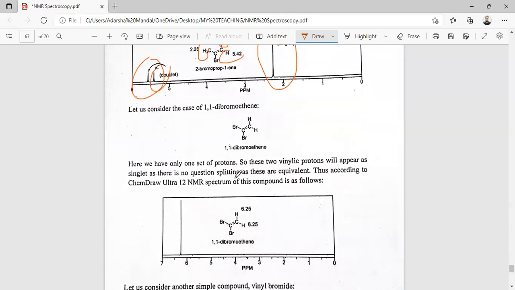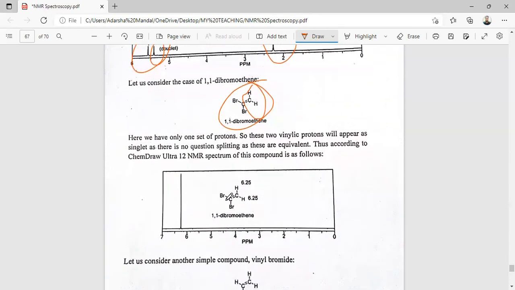Next, 1,2-dibromoethene. Here there is only one set of protons. The two vinylic protons will appear as a singlet. There is no question of splitting, as these two vinyl protons are equivalent. So according to the NMR spectrum, only one sharp signal is observed for these two CH protons, as they are equivalent.